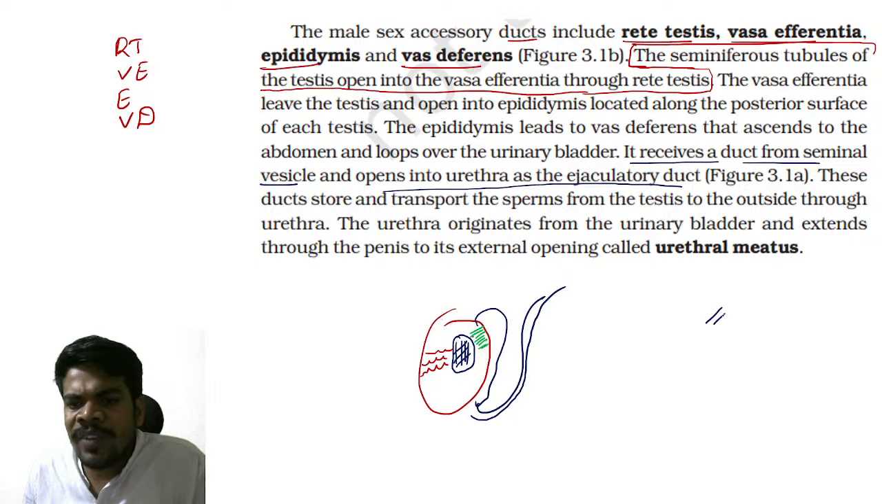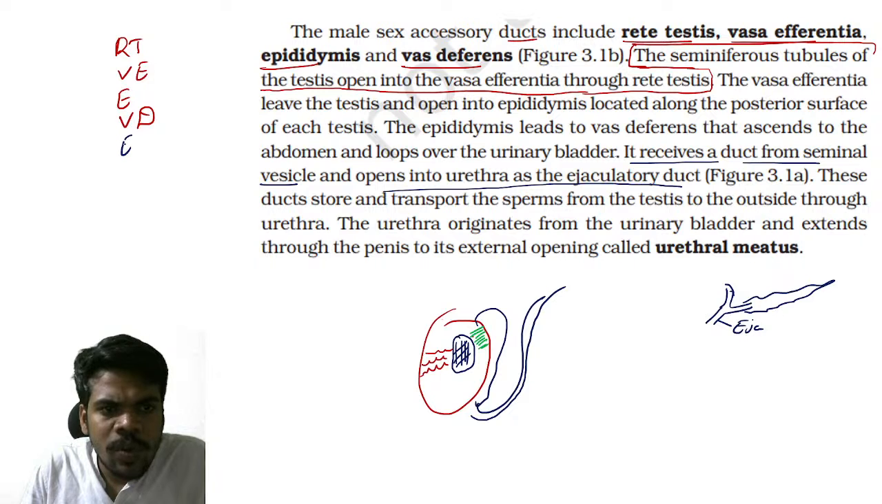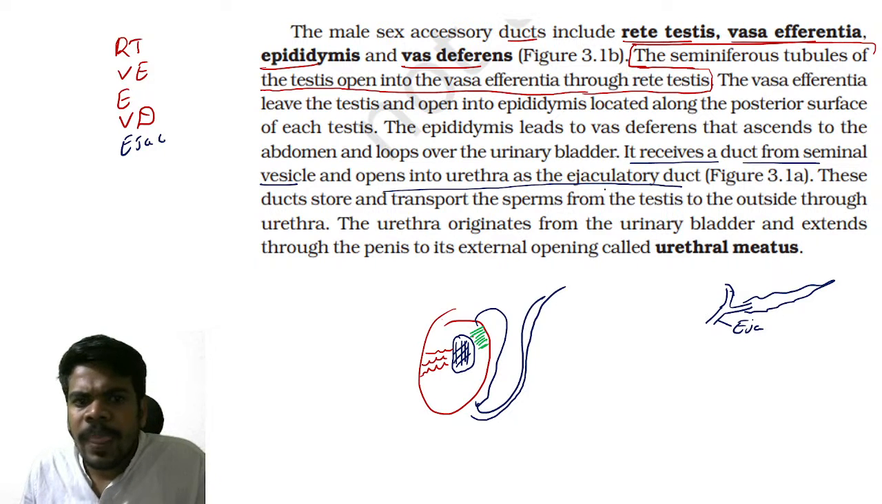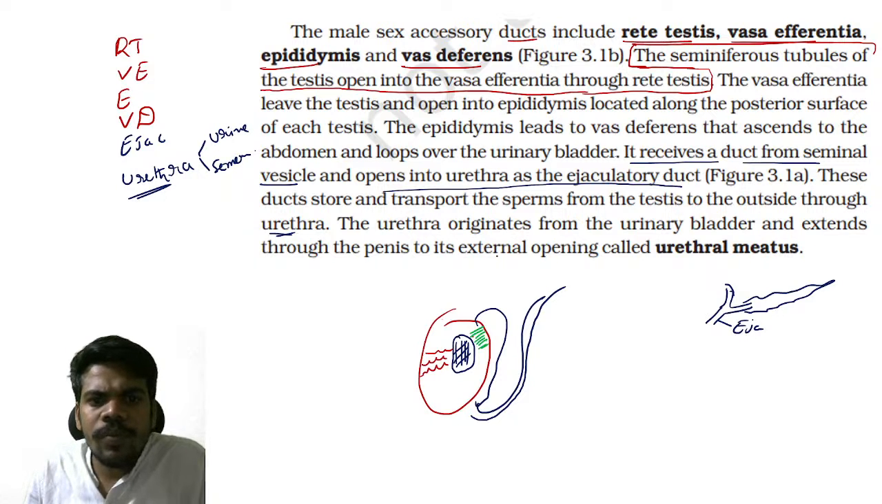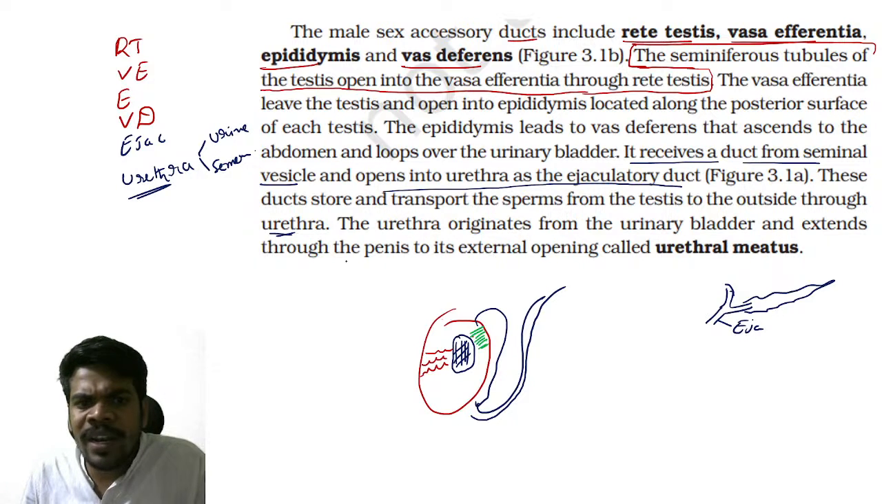So the ejaculatory duct is formed from the duct of the seminal vesicle and the duct from the vas deferens. These ducts store and transport the sperms from the testis to the outside through the urethra. The last one is the urethra, which is the common passage for both urine and semen. The urethra originates from the urinary bladder and extends through the penis to its external opening called the urethral meatus.